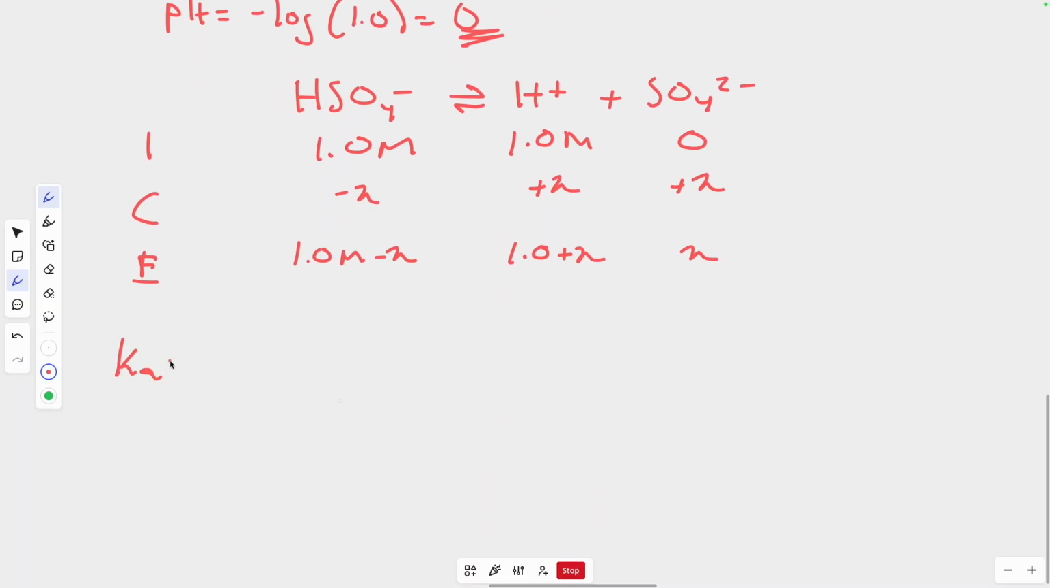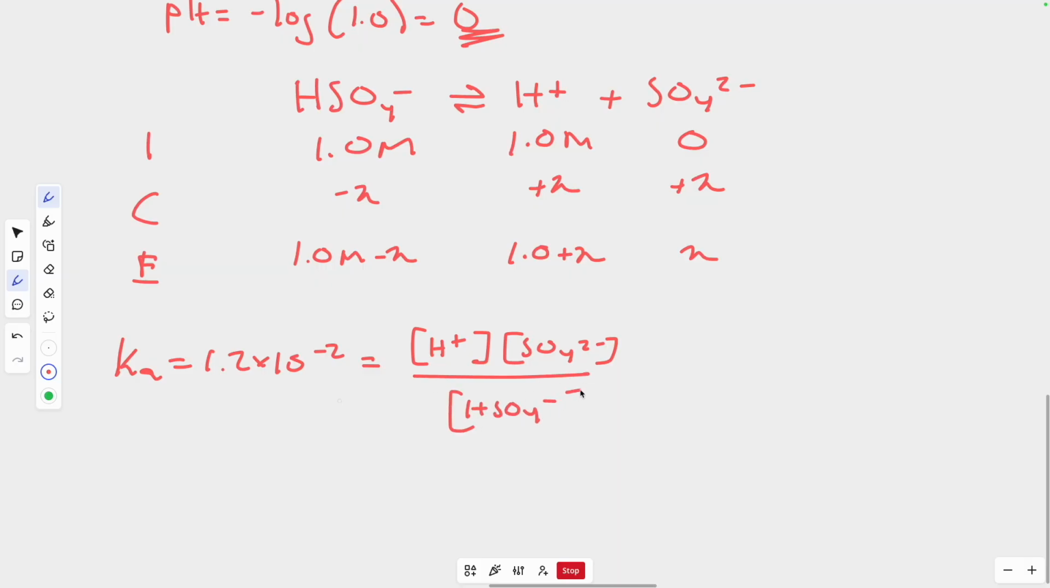So Ka is going to be equal to 1.2 times 10 to the power of negative 2. And you guys should also get into the habit of writing the expression in terms of the actual concentrations. So you have H plus times SO4 2 minus over the concentration of HSO4 minus. And now we can substitute in the equilibrium concentrations. So we have 1.0 plus x times x over 1.0 minus x. And you also don't need to write the molar in the ICE table. We don't need to do that.